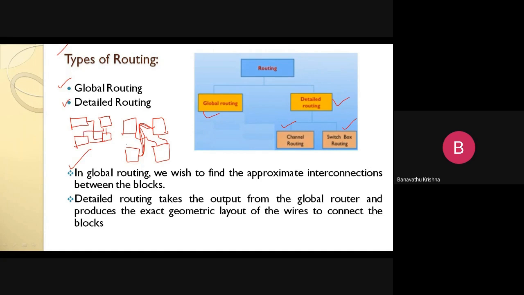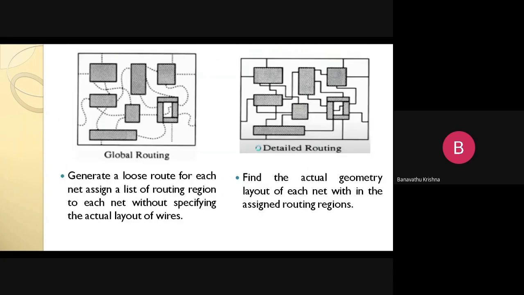Exact wiring, but here there is some loose contact like this. So this is the global routing and this is the detailed routing. In detailed routing, it takes the output from the global router and produces the exact geometric layout of wires to connect the blocks. Let us see the global routing and detailed routing from a diagrammatic point of view.